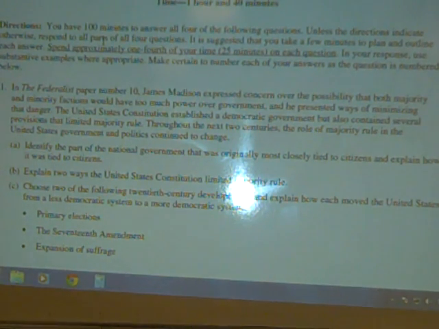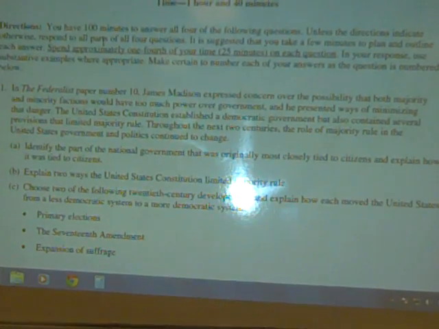And then, what about the expansion of suffrage? Remember, suffrage is the right to vote. If you remember that suffrage is the right to vote, and you're right, suffrage is the right to vote. If more people can vote, that's more rule by the people. It almost seems too easy. That's the answer. Okay, we'll take a look at the rubric.